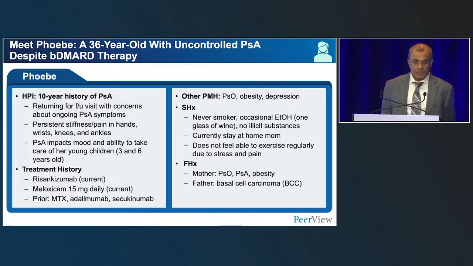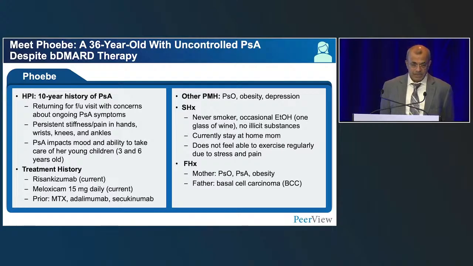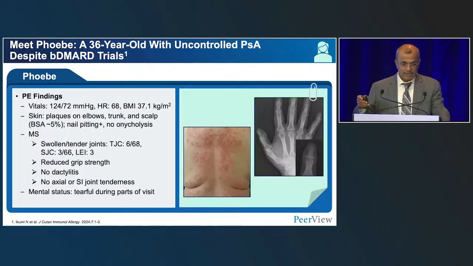She has history of psoriasis, obesity, and depression. She never smoked, occasional alcohol, no illicit substances, stay-at-home mom for these 3 and 6-year-old kids. She does not feel able to exercise regularly due to stress and pain. Her mom had obesity and psoriasis and psoriatic arthritis, and dad had basal cell carcinoma. Here are some pictures.